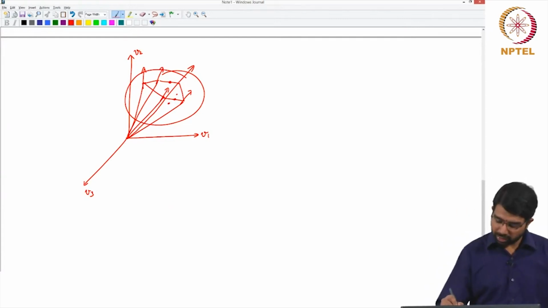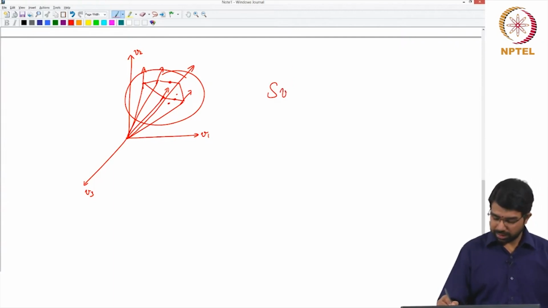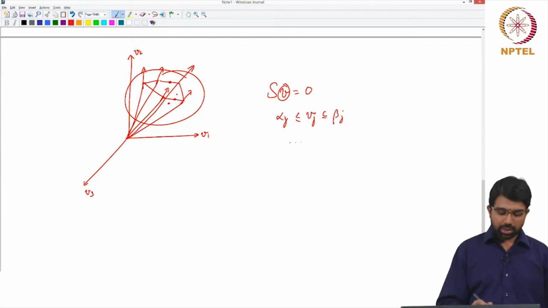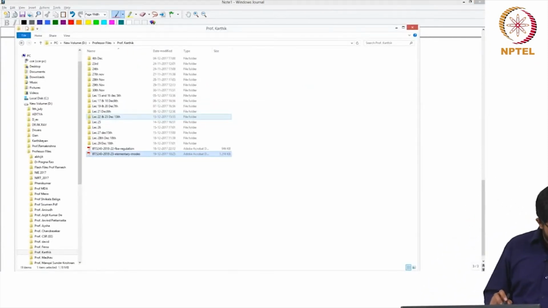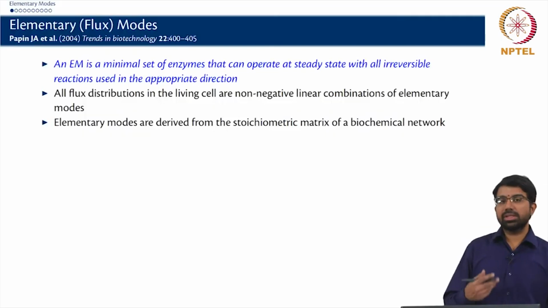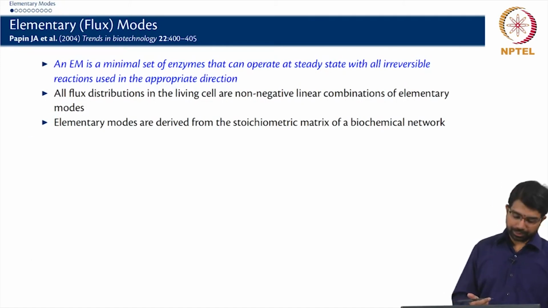So in fact it is on the null space of the stoichiometric matrix. You are saying SV equal to 0. So these are all the V's that satisfy SV equal to 0, of course along with all the other conditions as well. So it is a part of the space of all possible flux solutions. Elementary modes are derived from the stoichiometric matrix directly, but they are computationally very expensive to compute.